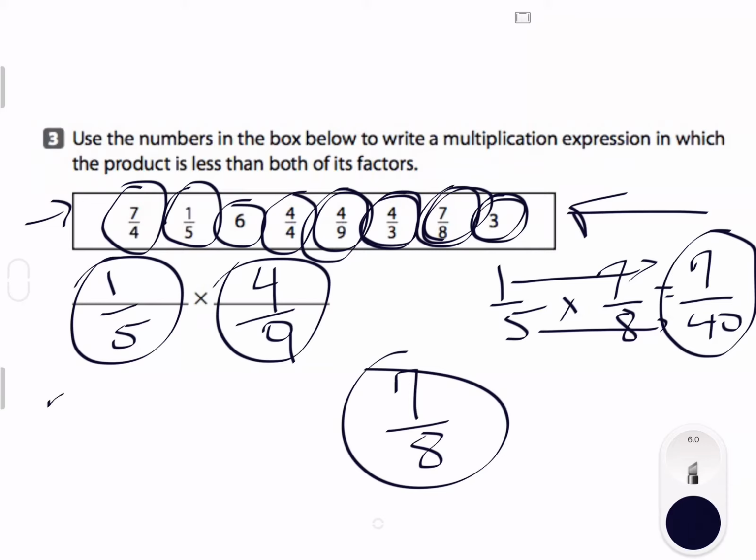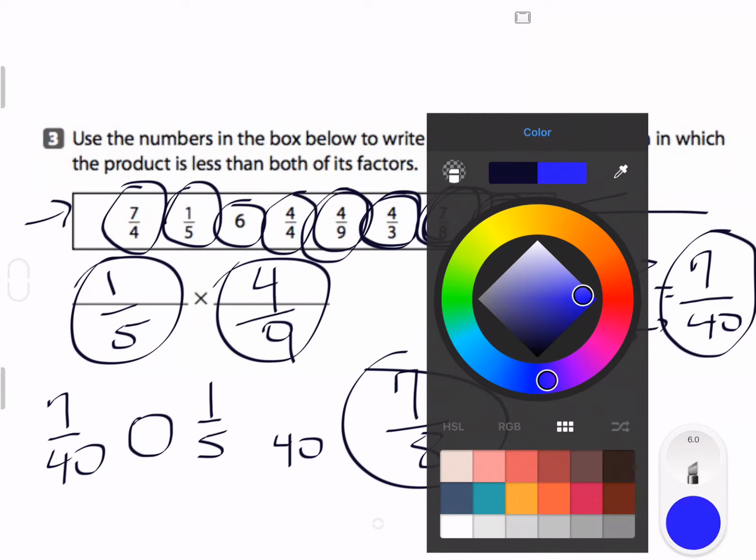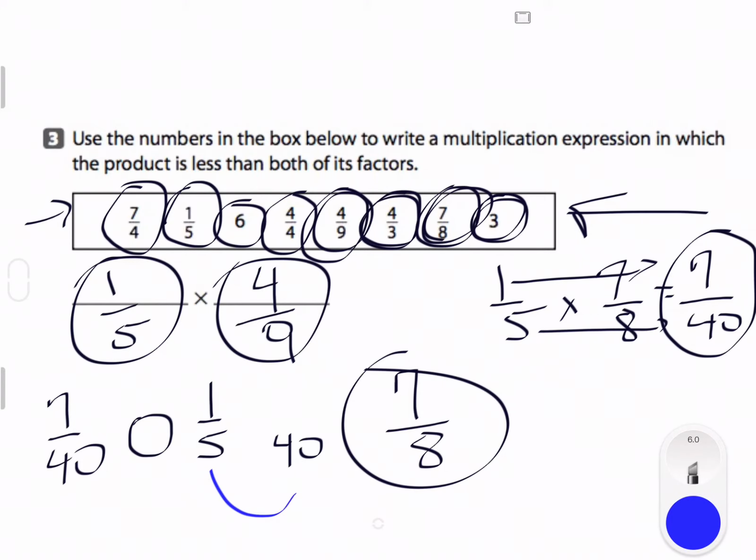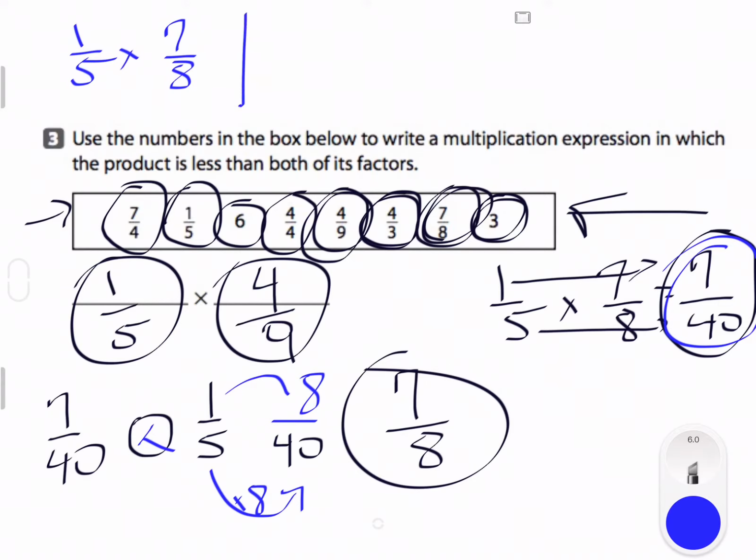So let's compare 7/40. We want to know if it's greater than, less than, or equal to 1/5. For 1/5, we're going to want to make an equivalent fraction with 40 in the denominator. It's been a while, but this is when we do the football coach thing. 5 times 8 is 40. So then 1 times 8 is going to be 8. 1/5 is equal to 8/40. So this amount is actually less than the original amount. That works. So possible combinations: 1/5 times 7/8. That one works.